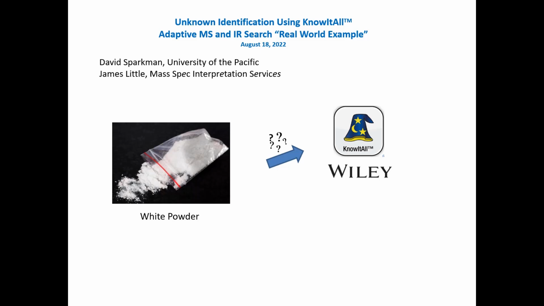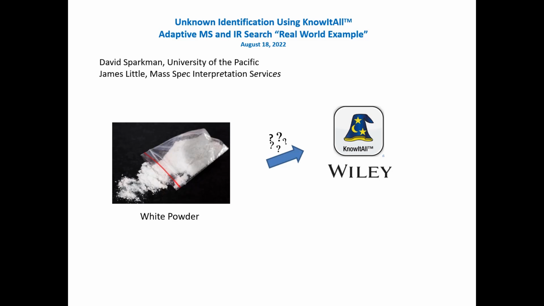Good afternoon. My name is James Little, and I'd like to describe some work that David Sparkman and I did on the unknown identification of a white powder using the KnowItAll Wiley software. In particular, we used the adaptive mass spec and infrared search on this real-world example. The adaptive search is something that's come about from Wiley in the last year.